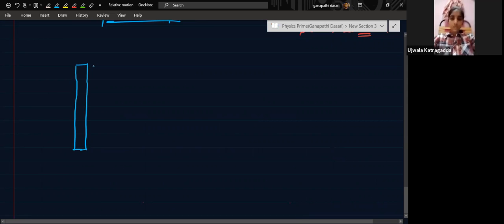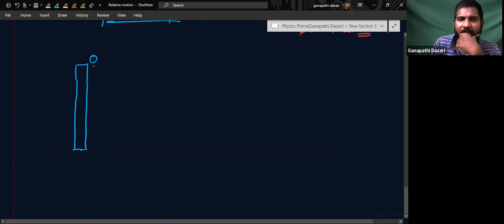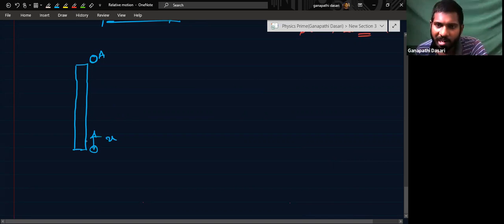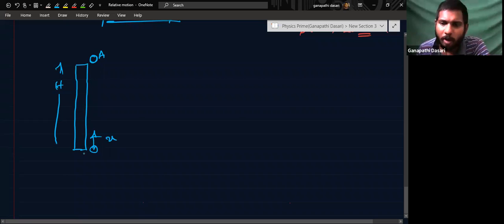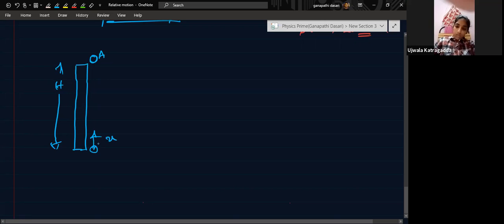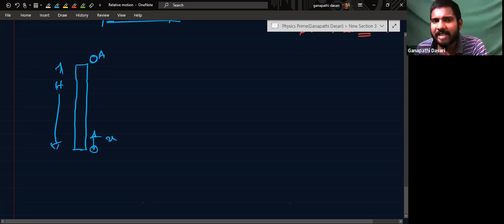A ball is freely falling. There's ball A and ball B. The moment A is dropped, B is thrown with a velocity U. In how much time will B meet A? That is, in how much time will A and B meet?